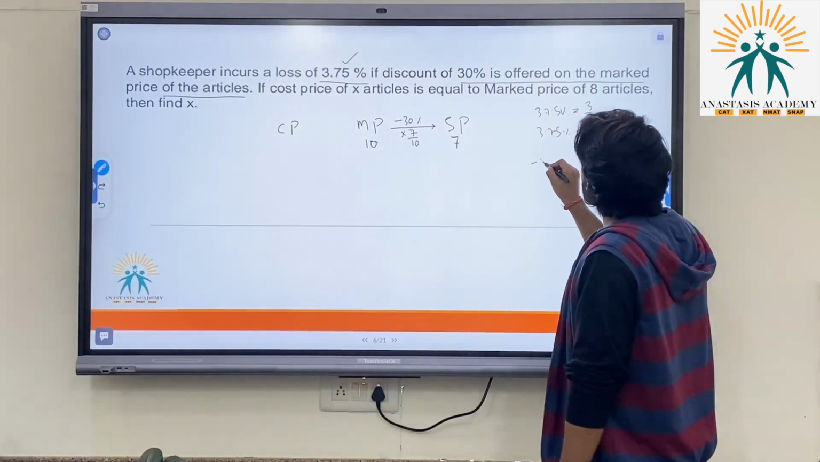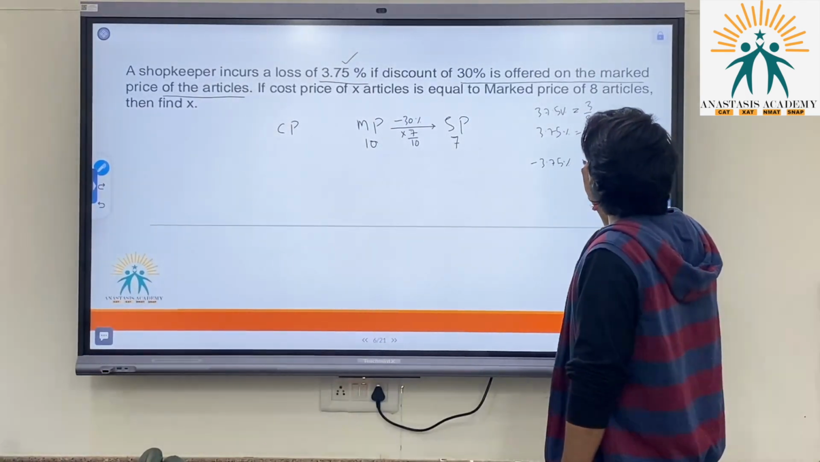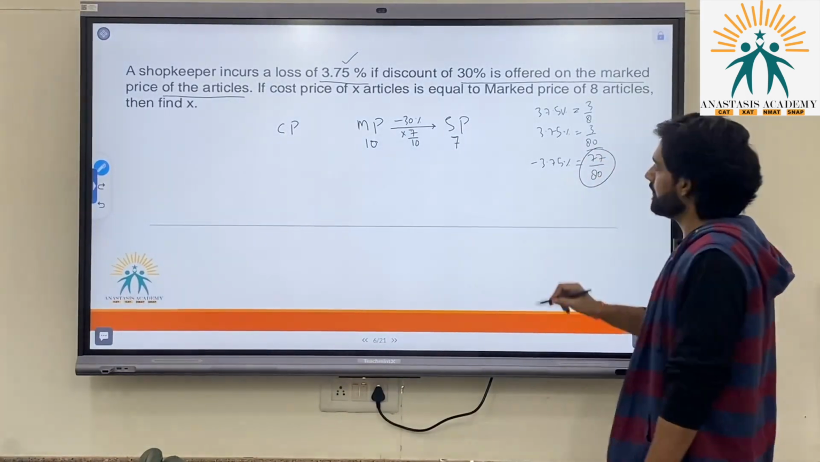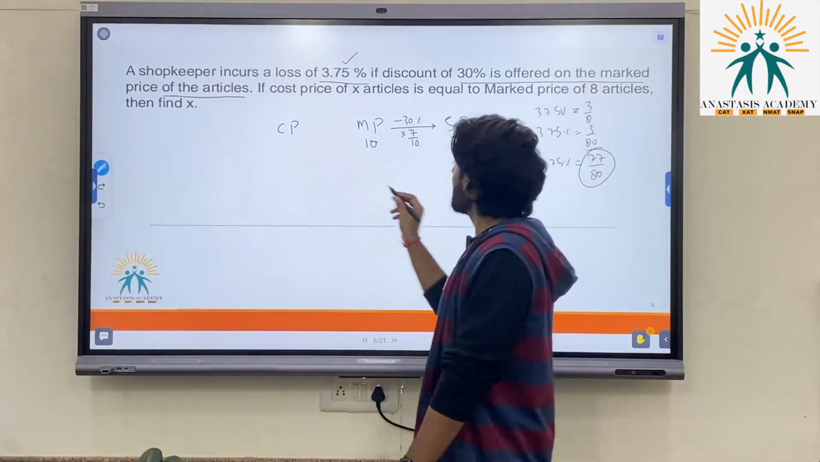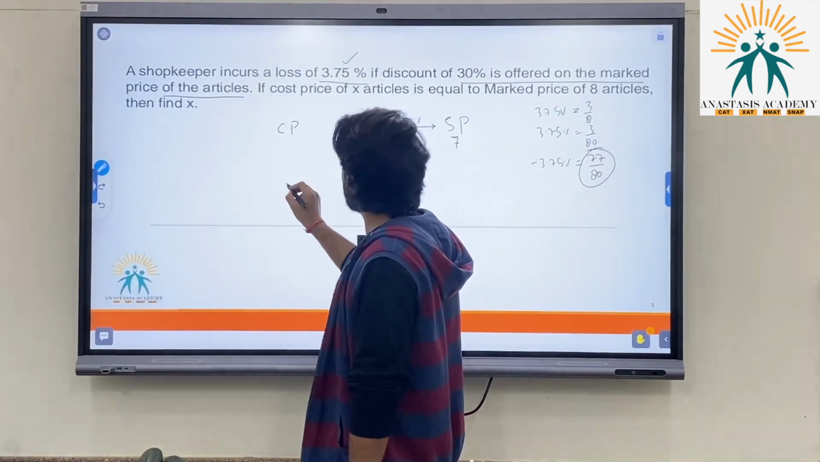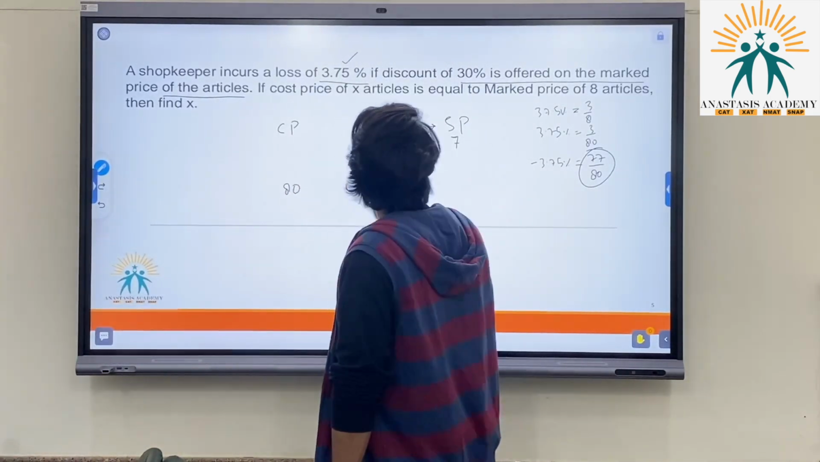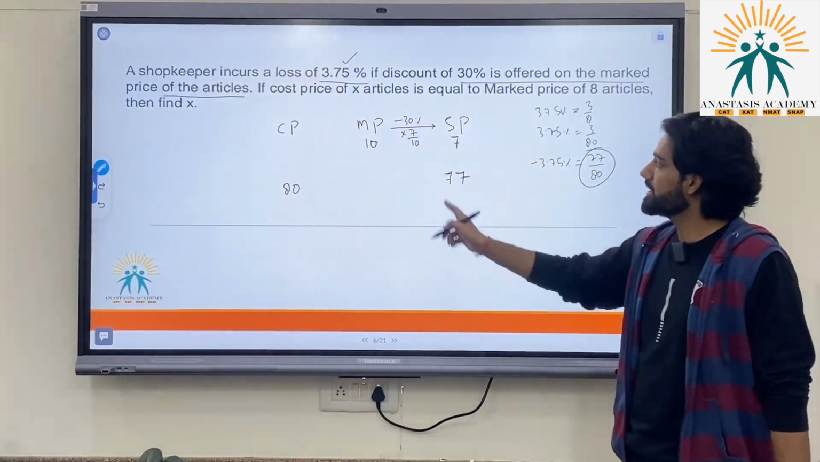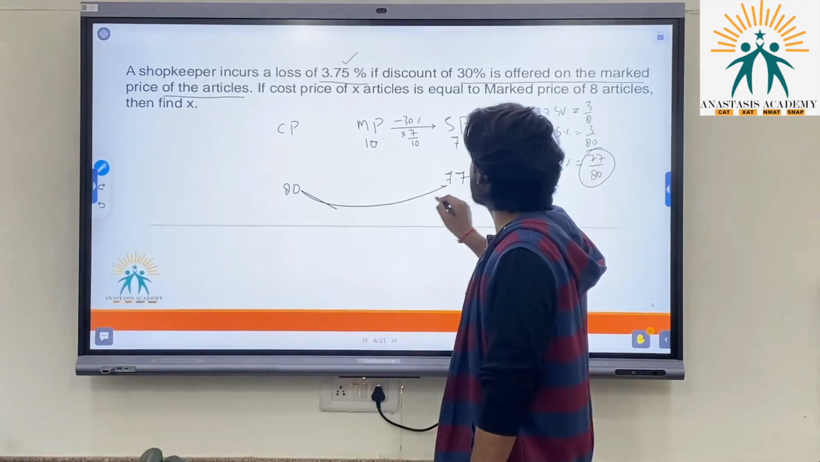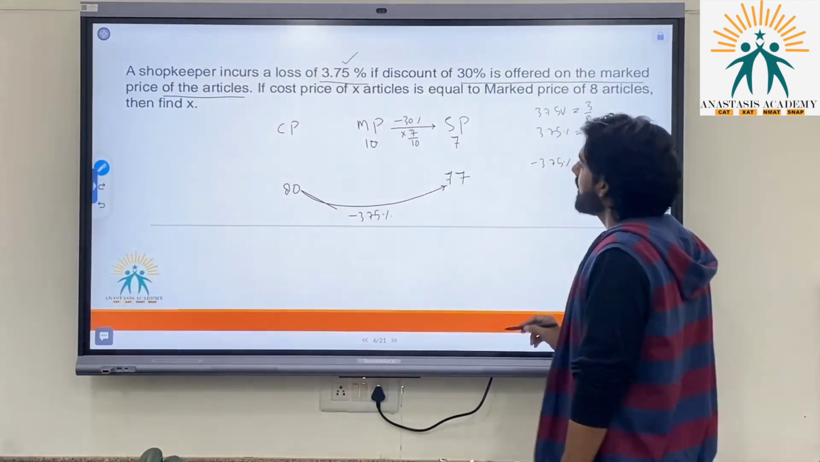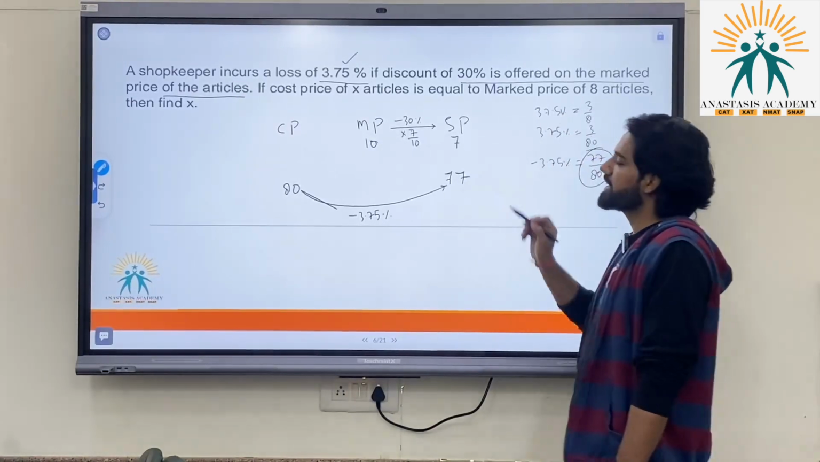So a decrease of 3.75% is equivalent to 77 upon 80. So I can say the price of the item was 80 and I am selling it for 77 units. This is the loss of 3.75%. Now I have to make both the selling prices the same.